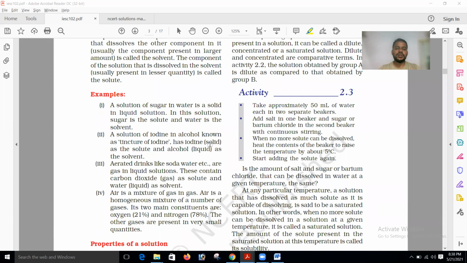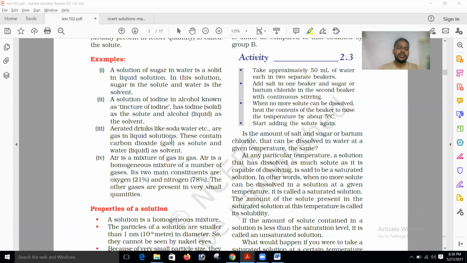Similarly, a solution of iodine in alcohol is known as tincture of iodine, has iodine as the solute and alcohol as the solvent. Okay, so these are the various examples which are given.